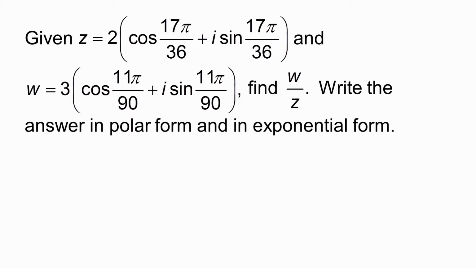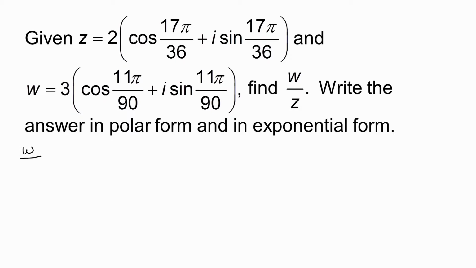Given that z equals 2 times the quantity cosine of 17π/36 plus i times sine of 17π/36, and w equals 3 times the quantity cosine of 11π/90 plus i times sine of 11π/90, find w divided by z. Write the answer in polar form and in exponential form.